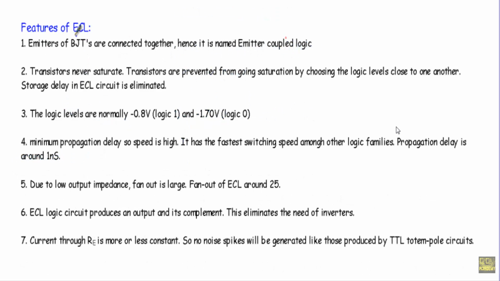These are the features of ECL logic circuit. First one is that emitters of BJTs are connected together, hence it is named as emitter coupled logic. When I show you the operation of ECL logic circuit, you will see that for the differential amplifier portion of the ECL logic circuits, we will have a total of two transistors Q1 and Q2. The emitter terminal of the transistor Q1 and the emitter terminal of the transistor Q2 will be connected or coupled together, hence it is named as emitter coupled logic.